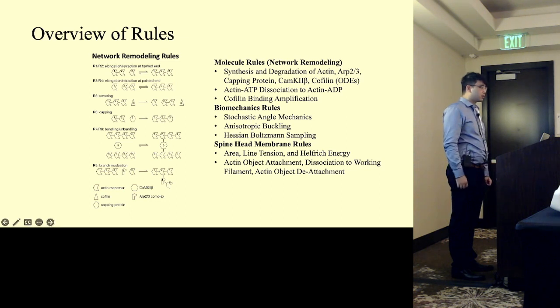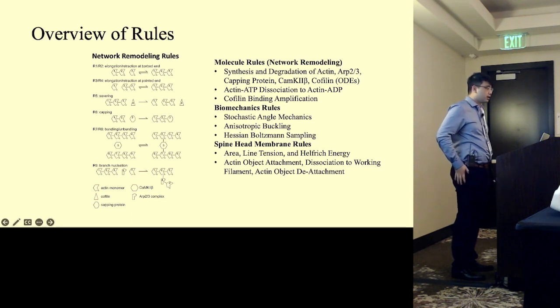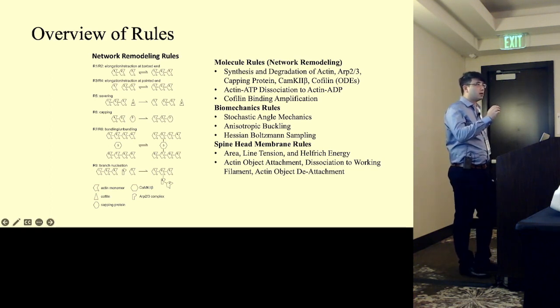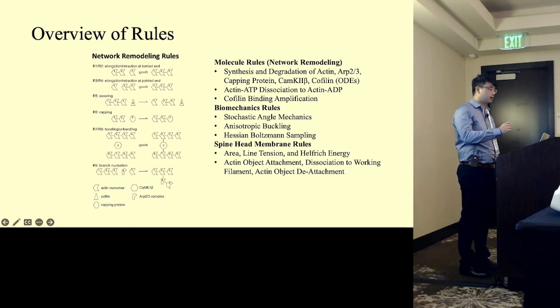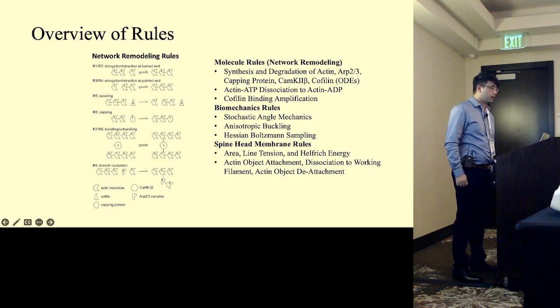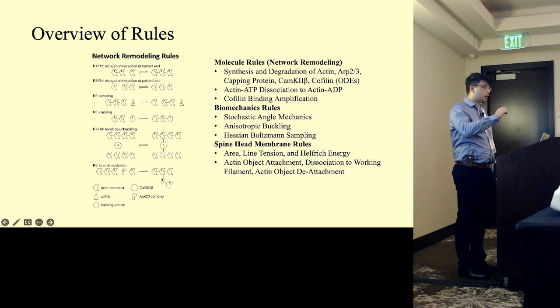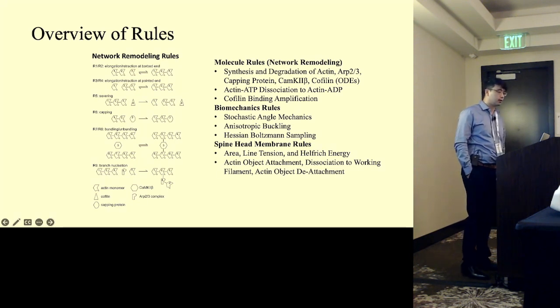The ODEs for the continuous part are used for synthesis and degradation of the molecules. Actin ATP can be attached to each actin molecule, the ATP part. And it can dissociate to ADP while it's on the filament, through an intermediate of ADP plus inorganic phosphate. Cofilin can bind to the filaments as well, and it can recruit more cofilin to its adjacent places through binding amplification.